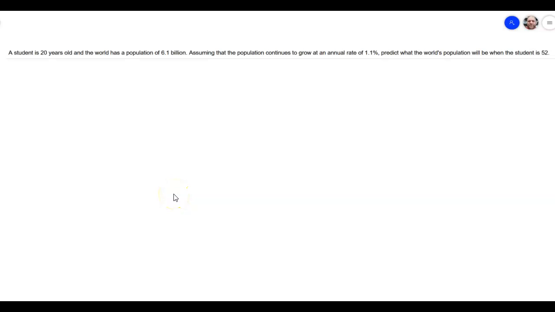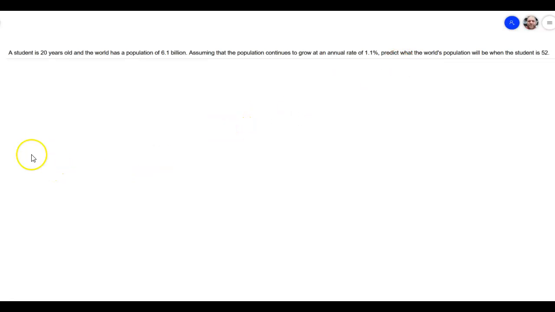Beckstrom, and today I'm going to go over an example from section 8C, and this one says a student is 20 years old and the world has a population of 6.1 billion. Assuming that the population continues to grow at an annual rate of 1.1%, predict what the world's population will be when the student is 52.